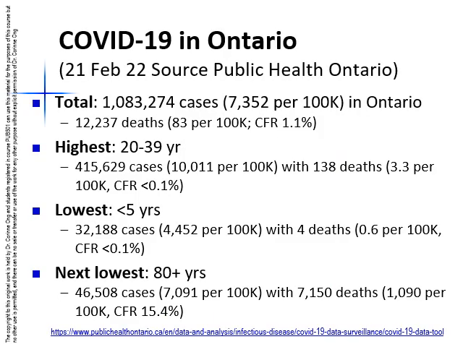As of February 21, 2022, more than 1 million confirmed cases have been reported in Ontario. The highest number of cases were in adults between 20 and 39 years of age, and the lowest number of cases were in preschool children below the age of 5. The next lowest number of cases were reported in seniors over the age of 80. This group unfortunately suffered a disproportionate number of deaths compared to young children as well as other younger Ontario residents.